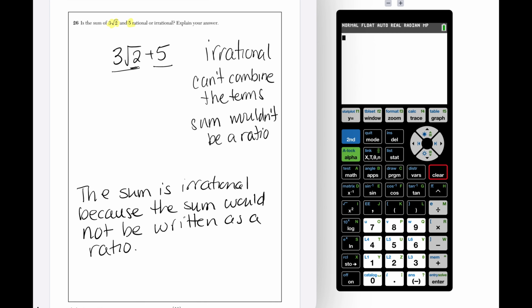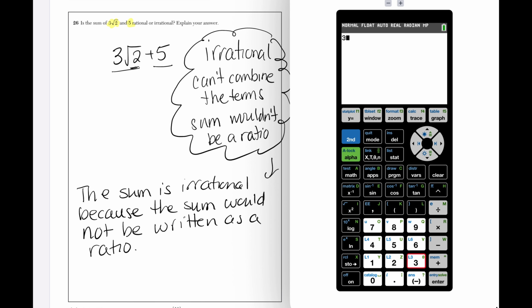Now this kind of confirms it. Now if you weren't sure just by looking at it, this was my reasoning in my head and this is what I've written down. You could also just use your calculators to confirm this, and you can put 3 square root 2, move this over, plus 5. And when you enter it, you get a very funky number. You get 9.242640687. That is definitely an irrational number. It is a non-terminating, non-repeating number. I can't write this down as a fraction because it's just irrational.